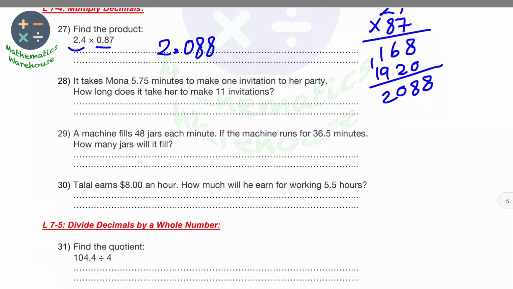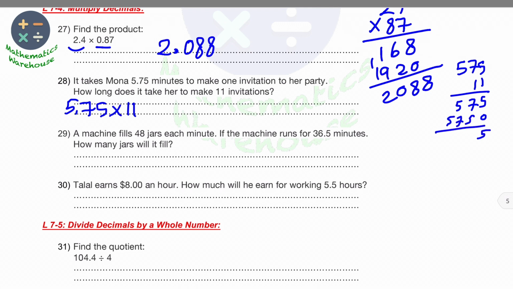Next question. It takes Mona 5.75 minutes to make one invitation to her party. How long does it take her to make 11 invitations? So we have to multiply 5.75 by 11. Now you can multiply this. 575 times 11. 1 times 5 is 5, 7, 5, and here put 0, 5, 7, 5. Now add. It's 5, 12, 2 and carry 1, here 13 and carry 1, 6. So equals 6,325. We have here 2 decimal places, so it's 63.25.